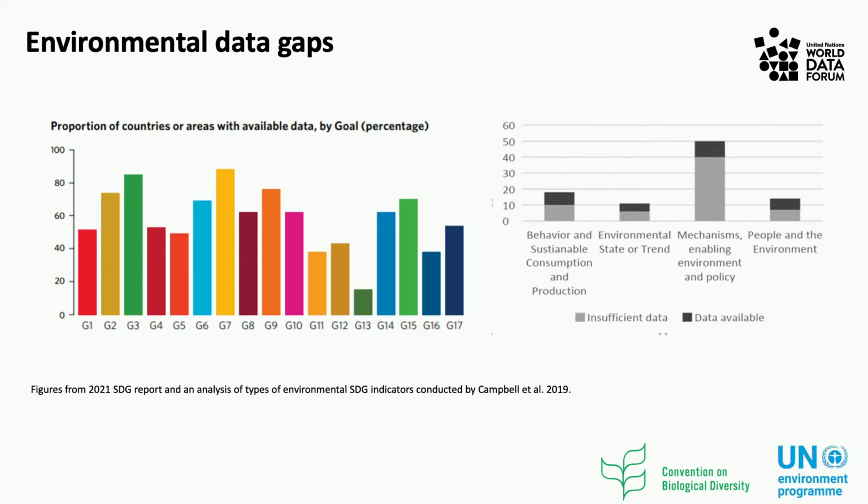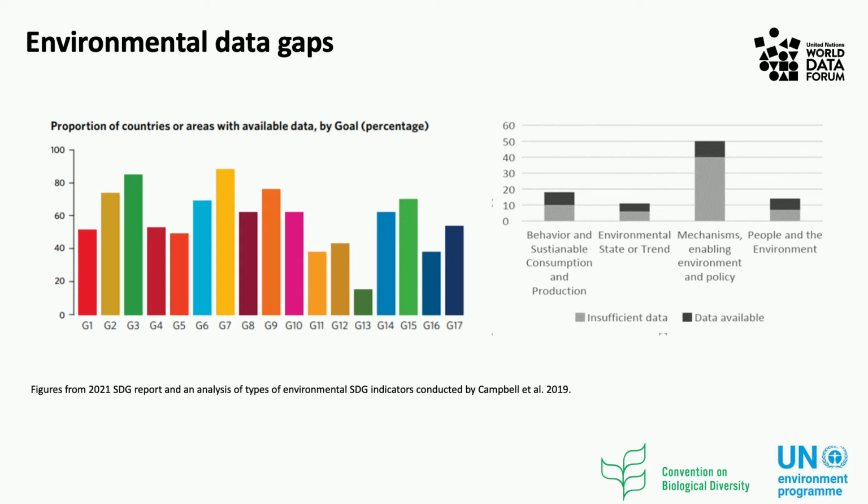And so even though we are getting more and more data availability by goal, which is shown in the 2021 SDG report, we're not actually measuring some of the things that tell us about the health of the planet. We're more measuring the enabling conditions and the policy that we need in order to protect our environment, but not actually tracking this outcome level state of the planet.